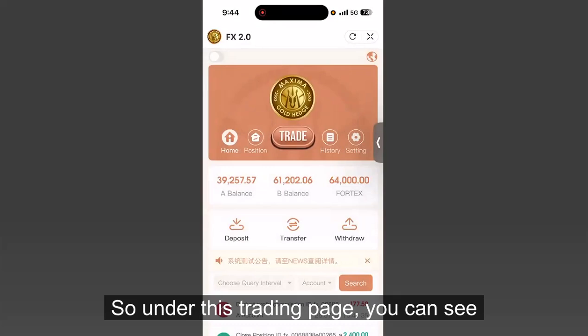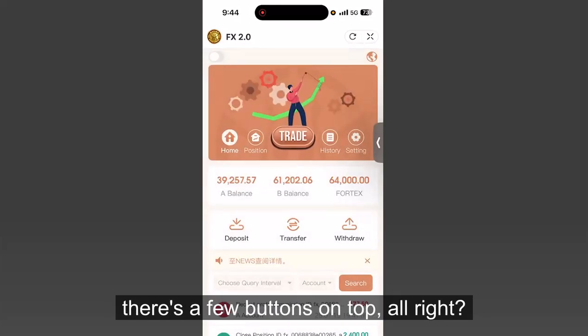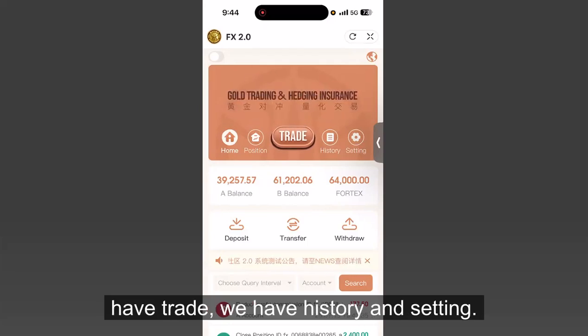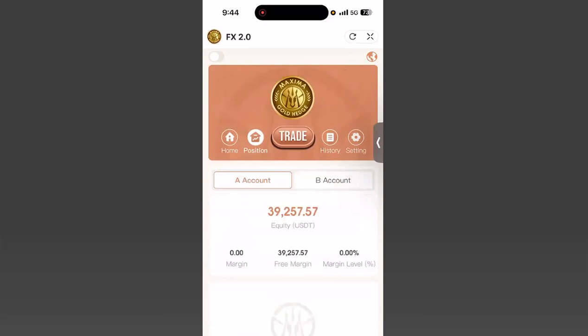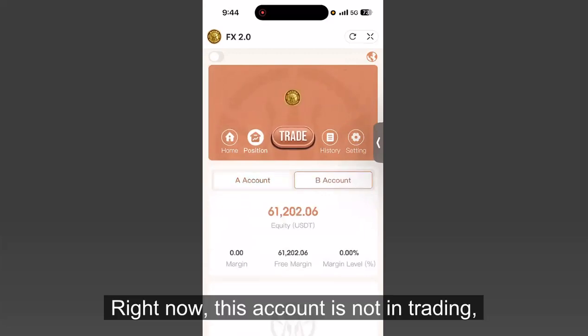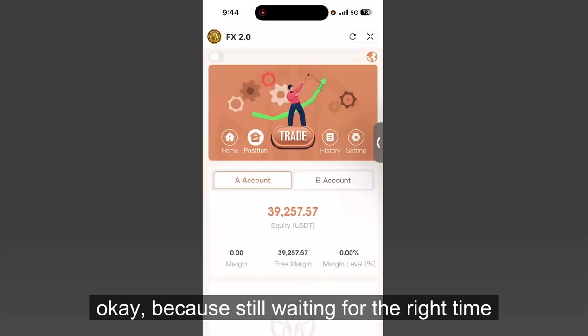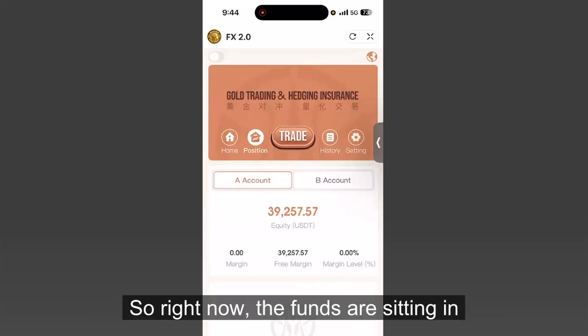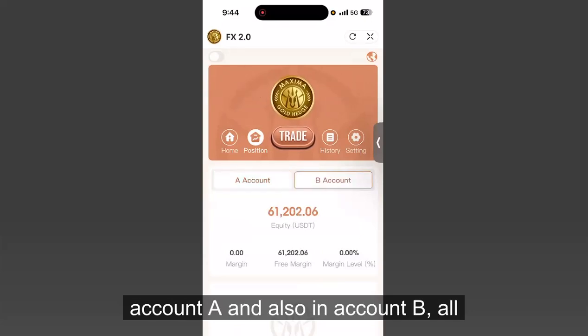All right, so under this trading page, you can see there's a few buttons on top. We have home, position, trade, history and setting. So now we go to position. Right now, this account is not in trading, because we are still waiting for the right time to go in. So right now, the funds are sitting in account A and also in account B.